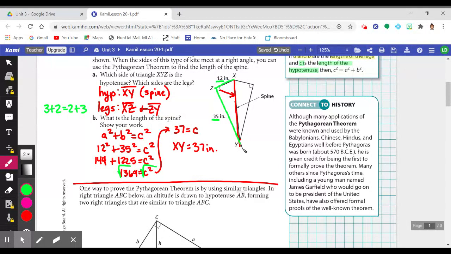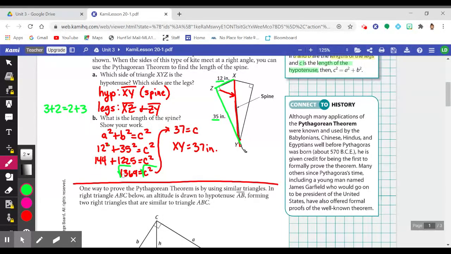When we plug it into the formula, 12 squared plus 35 squared equals c squared. Again, we're solving for c, the length of the hypotenuse. So we use exponents first. 12 squared means 12 times 12, which is 144. 35 squared means 35 times 35, which is 1,225. We add those together and get 1,369 equals c squared. Just like we saw in activity 19, to get rid of the squared, we do the opposite. We take the square root.